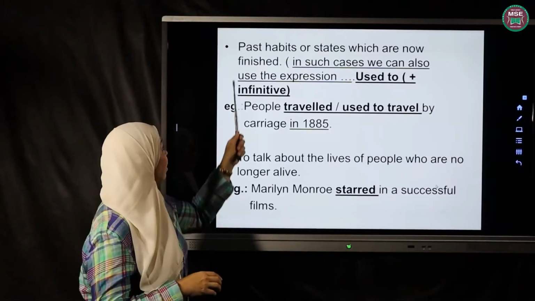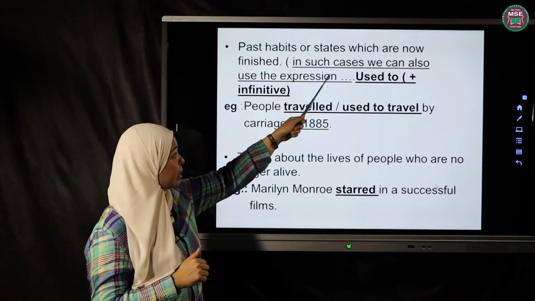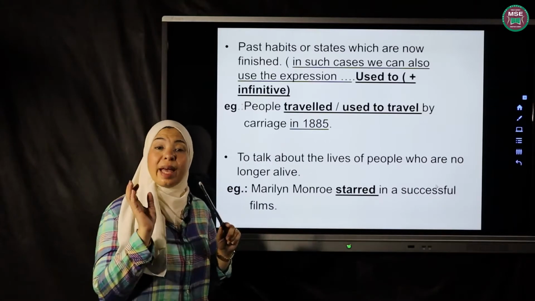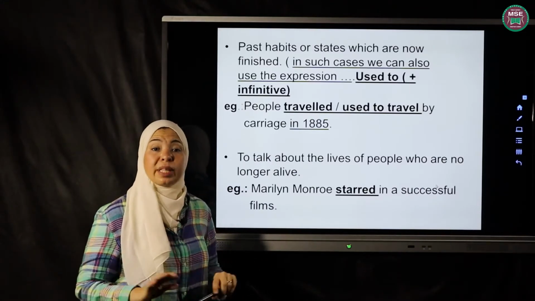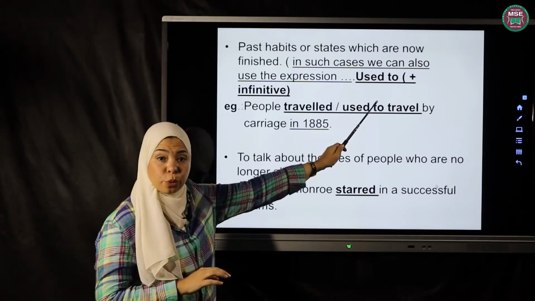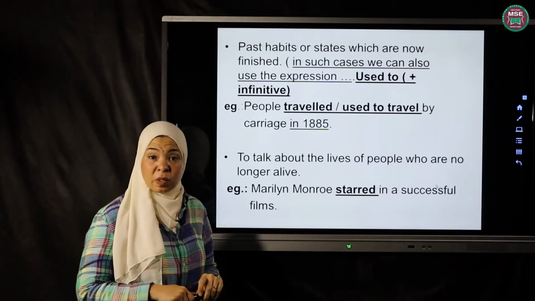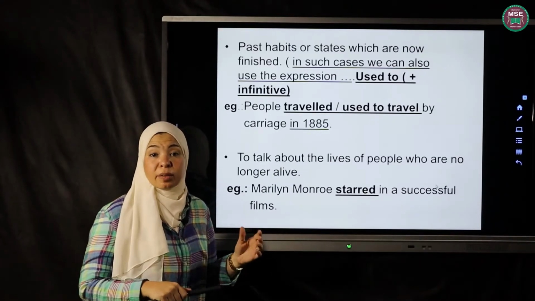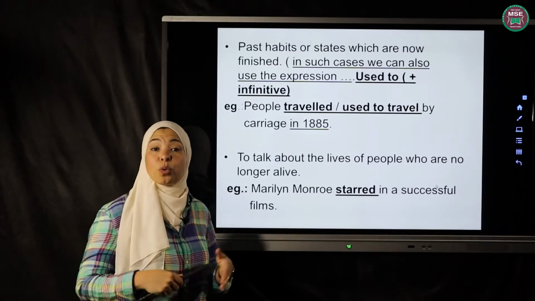The third point here: past habits or states which are now finished. Any habit you used to do in the past and nowadays we don't do anymore. We can use in this case the expression used to plus the infinitive form of the verb. Like when I say, in the past, I used to eat chocolate, but nowadays I stopped doing this. In the past, I used to ride a bicycle.